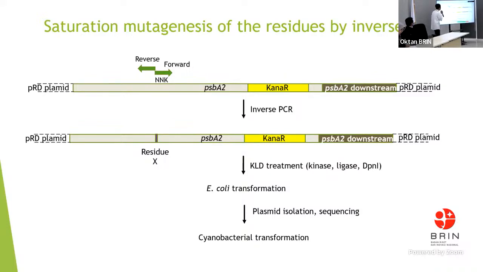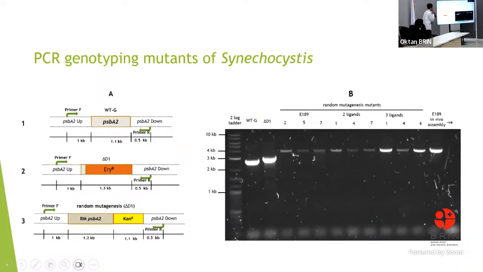So we use inverse PCR using the NNK codon, so it's amplifying the whole plasmid, and afterwards doing a DpnI treatment, and then E. coli transformation, plasmid isolation and sequencing, and lastly, cyanobacterial transformation. Okay, next slide. Okay, after transforming the cyanobacteria, the next step is to test whether the cyanobacteria has taken up all the plasmids, which is by a segregation check test, also called genotyping.